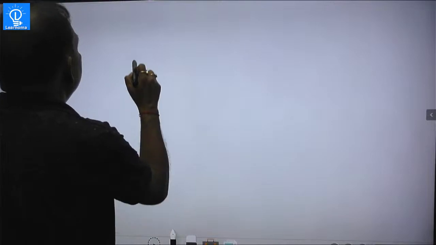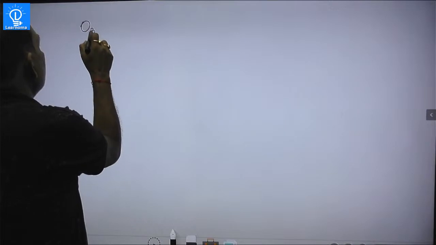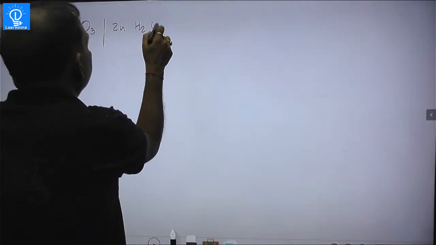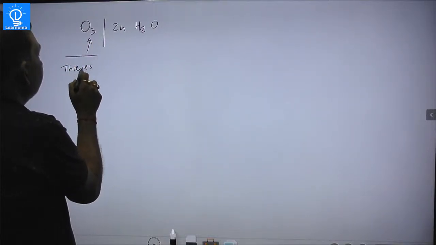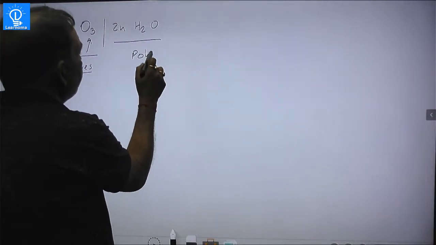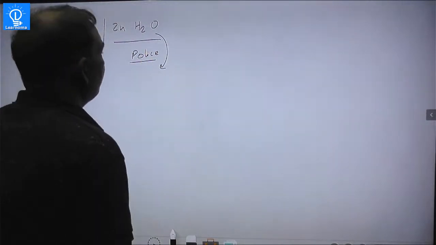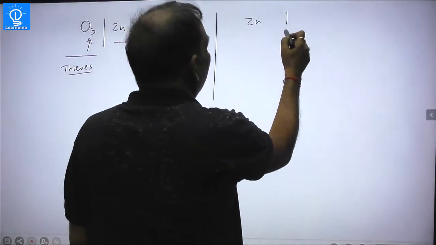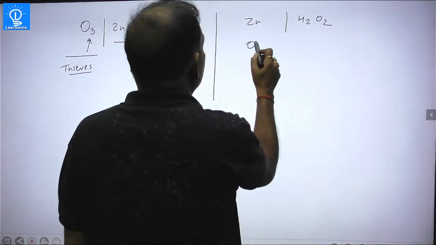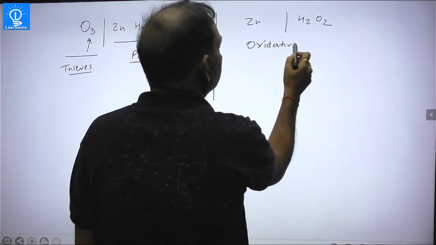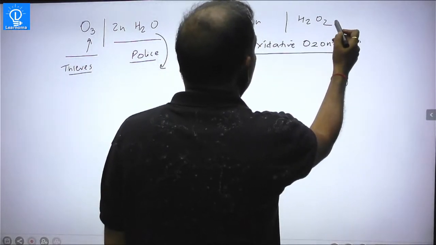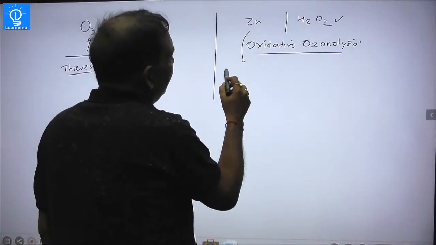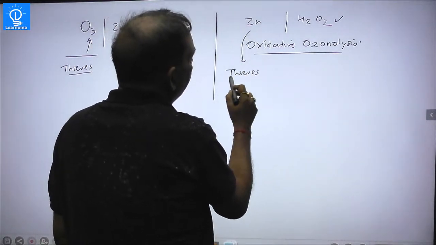See this. In this case, what are you talking about? Ozone, zinc, water. This is the team of thieves, and they are the police. What do they do? Zinc or H2O2, that is oxidative ozonolysis. What do they do? Zinc, they are the thieves, and they are the supporter of thieves.